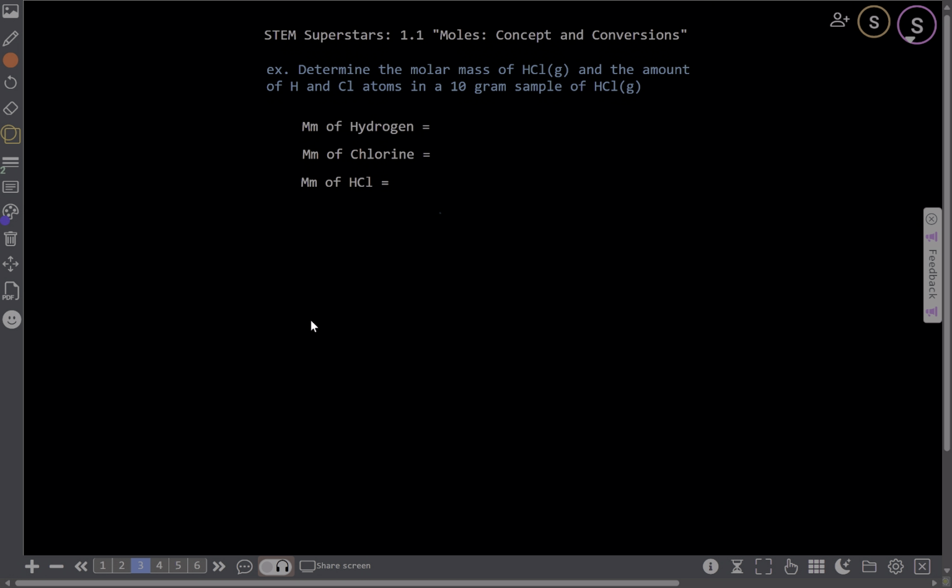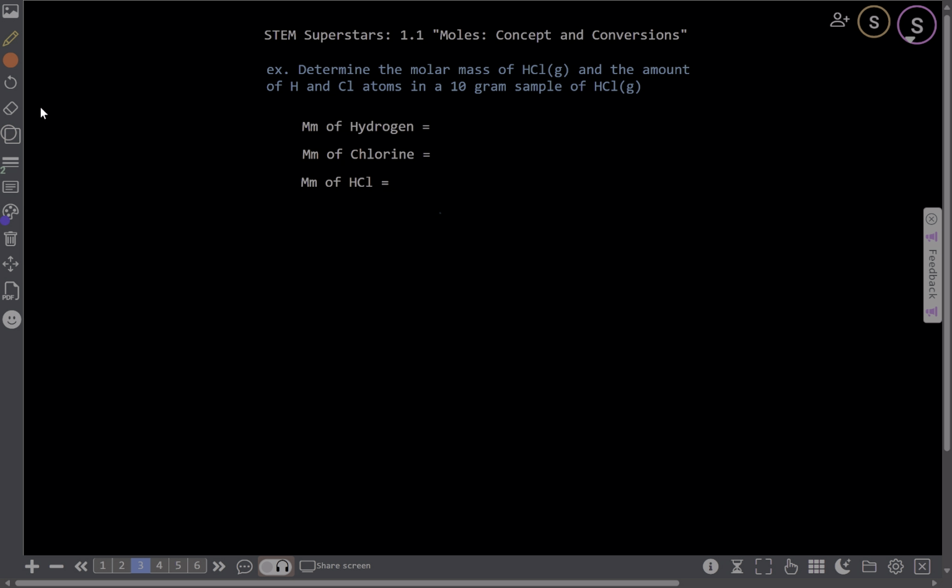Now we're going to get into a pretty elementary example of application of the concepts you just learned. Remember that a mole of a substance is equal to 6.022 times 10 to the 23 particles. Let's start with this question: determine the molar mass of hydrogen chloride in its gaseous state and the amount of hydrogen and chlorine atoms in a 10-gram sample of hydrogen chloride.